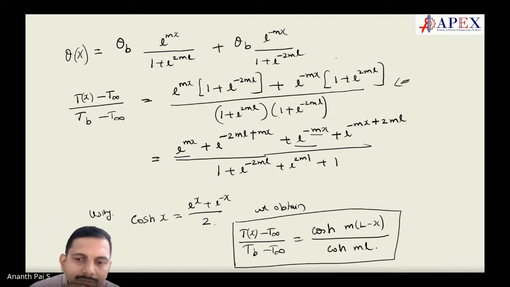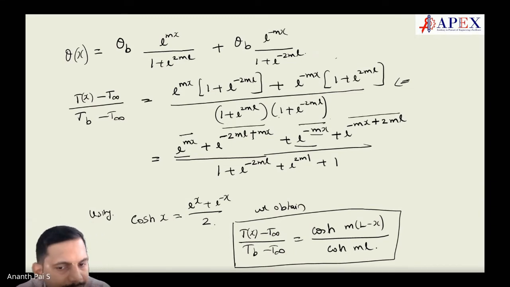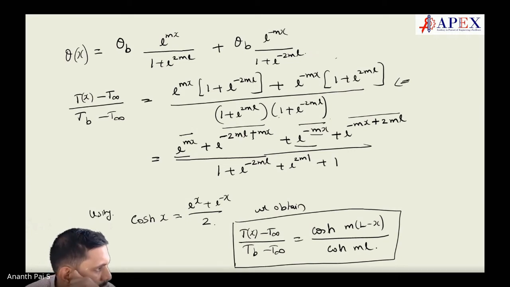Yeah, we can group e^(mx) and e^(mx). You can group this and you can group this. Then you will get, and down you will have this being grouped. Okay, here you get 2, 2 plus e^(-2ml), e^(+2ml).